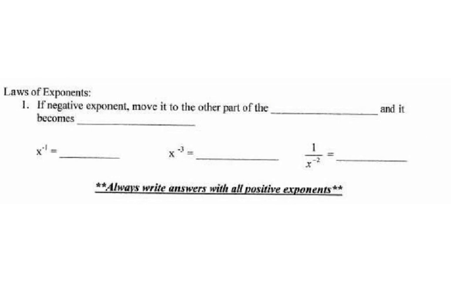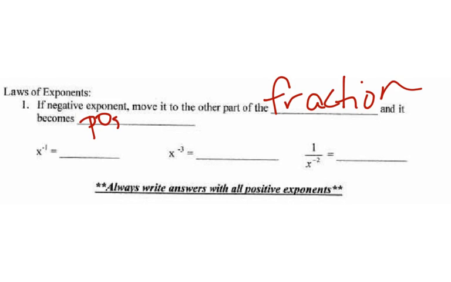We have several laws for the exponents when you're dealing with monomials. The first one is if you have a negative exponent, you need to move it to the other part of the fraction, and it will become positive.